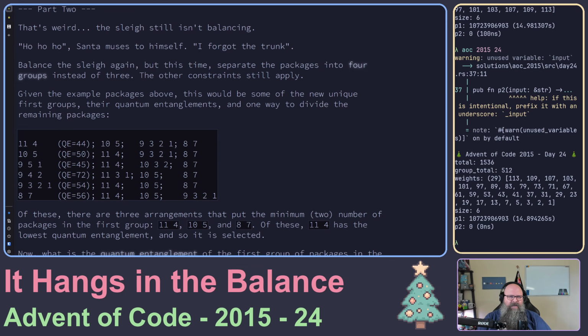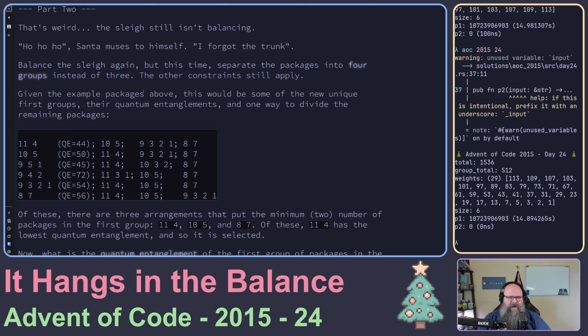That's weird. The sleigh still isn't balancing. Ho ho ho, Santa muses to himself. I forgot the trunk. What? Okay, balance the sleigh again, but this time separate the packages into 4 groups instead of 3. The other constraints still apply.